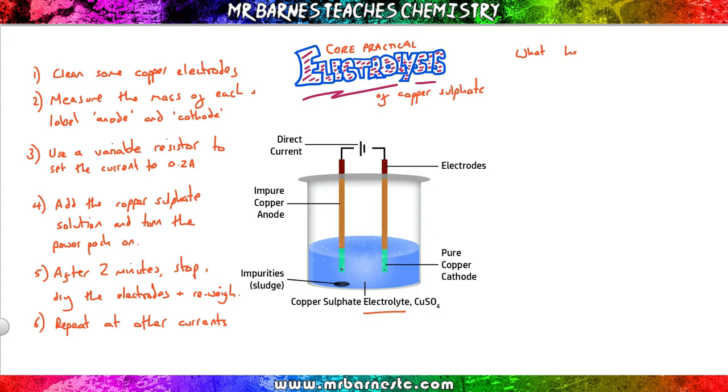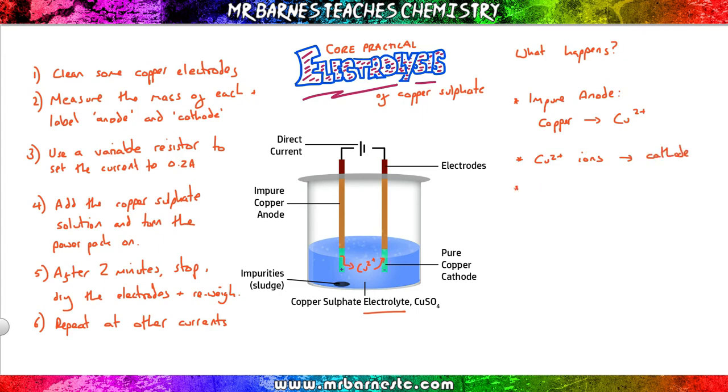So the second part of this core practical is you need to be able to explain what happens. If we start off with our impure anode, which has got impure copper in there, as soon as you turn the power on, the copper will turn into Cu2+ ions and move into the solution. They are then positive ions and they will move to your negative cathode.